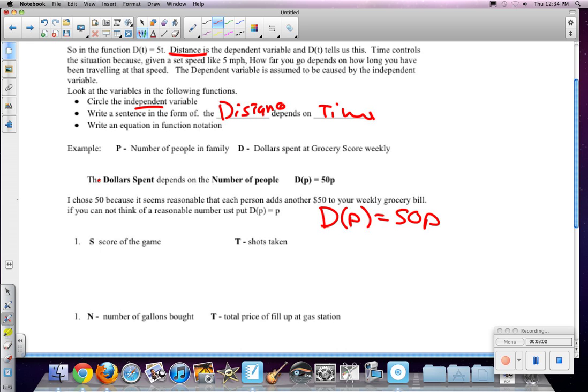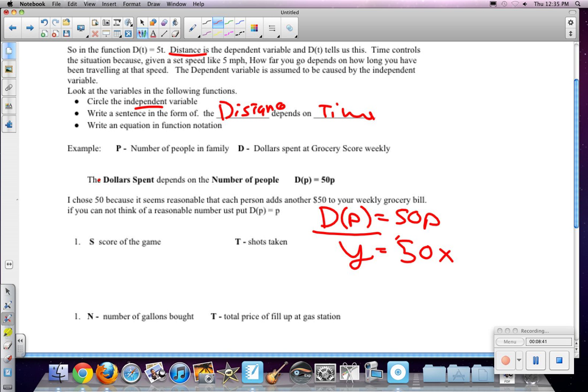Wouldn't that mean that D is 50? Well, if there were 5 people, how much would it equal? 250, right? If there were 10 people, it would be $500. So this notation does not mean D times P. It means that D depends on P, and this is the same thing as Y. So we could also write this equation like this: Y equals 50x.